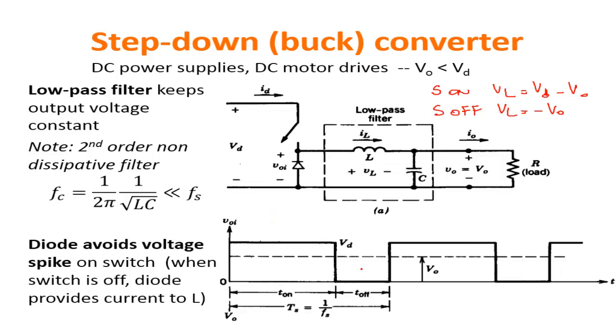Again, this is the situation. This is diode off, and this is diode on. And in this way, the diode avoids the voltage spikes, because if there was no diode, then when the switch would be turned off, this voltage would go very low in order to continue to draw current from the switch. So you would have a voltage spike on the switch. If you have a diode, there's no voltage spike because the diode can provide the current.